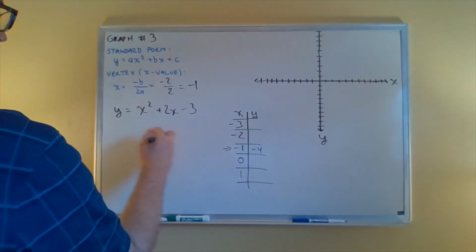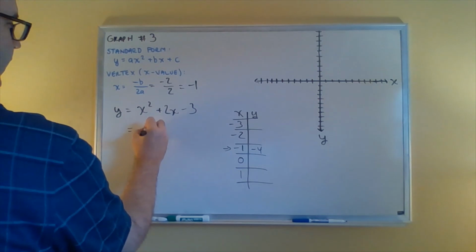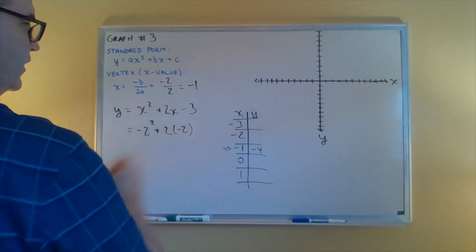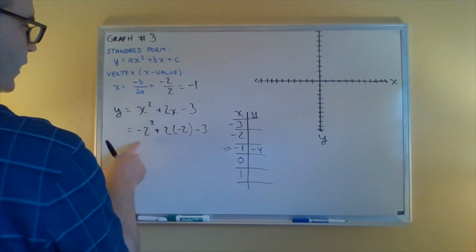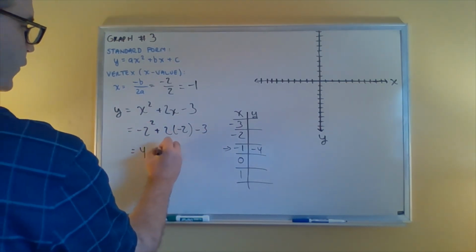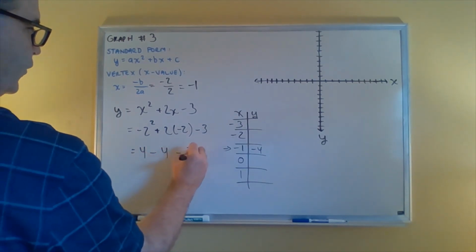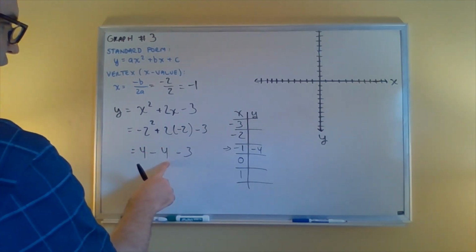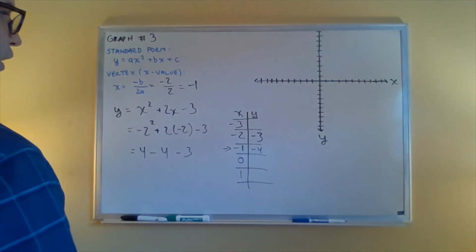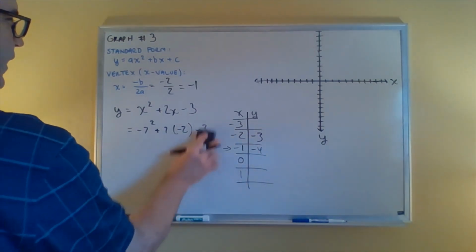Next, we're going to plug in negative 2. So I'm going to get negative 2 squared plus 2 times negative 2 minus 3. Well, negative 2 squared is 4. 2 times negative 2 is a negative 4, minus 3. Well, 4 minus 4 is 0. Minus 3 is negative 3. So when x is negative 2, y is negative 3.